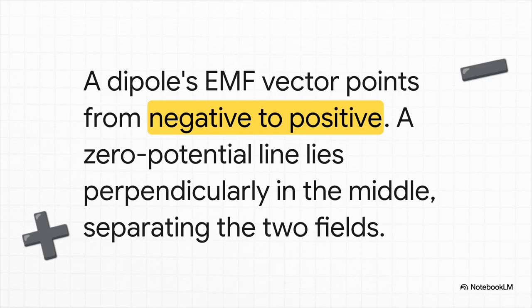And if you slice it right down the middle, perfectly in between the two charges, you find this line where there's no charge at all. It's called the zero potential line, and it acts as a perfect dividing line between the positive and negative zones. It's a really neat, orderly system.